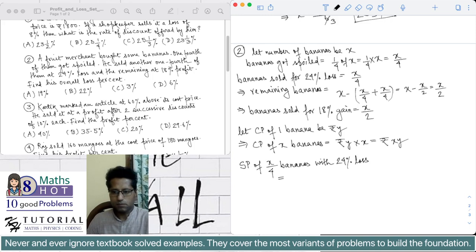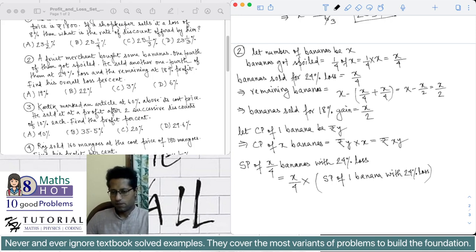So what will be the selling price of X by 4 bananas when they were sold for 24% loss? First of all, X by 4 bananas. So this will be X by 4 multiplied by the selling price of one banana with 24% loss.